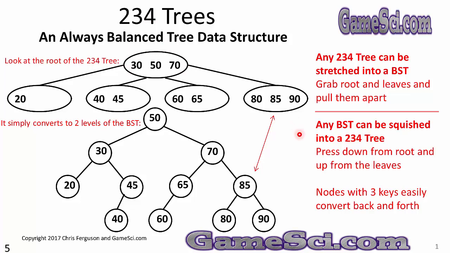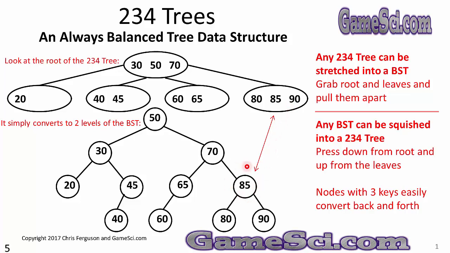Any BST can be squished into a 2, 3, 4 tree. I can go back and forth between BSTs and 2, 3, 4s. If I want to take a binary search tree like this one right here, push down from the top, push up from the bottom, I can squish that down to a 2, 3, 4 tree. Nodes with 3 keys easily convert back and forth. Look at this node, 80, 85, and 90 in the 2, 3, 4 tree.